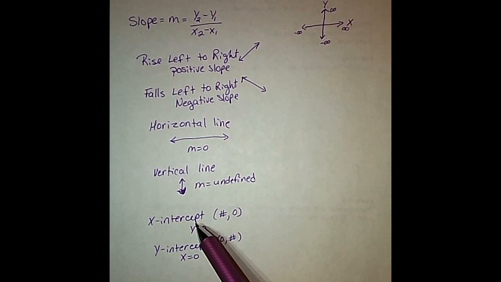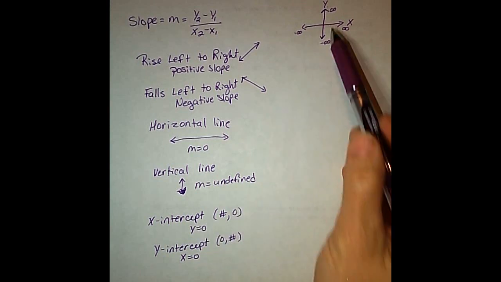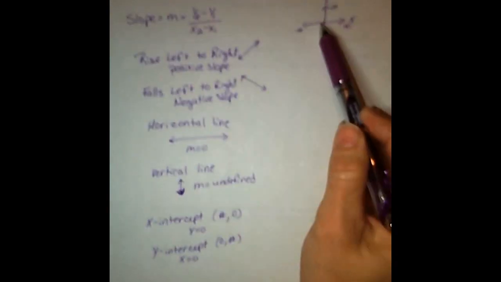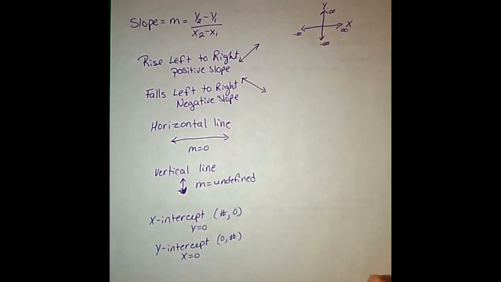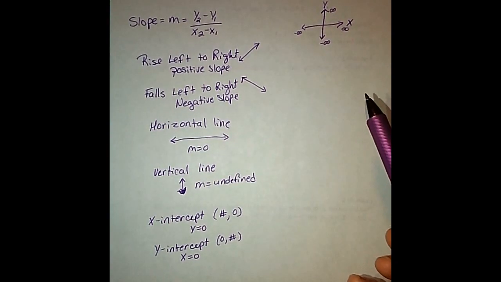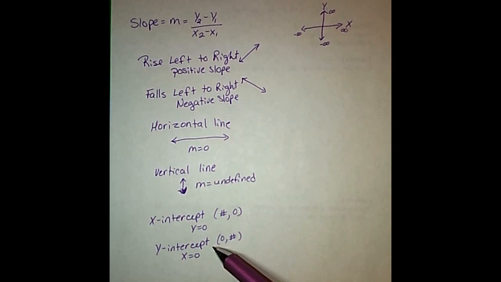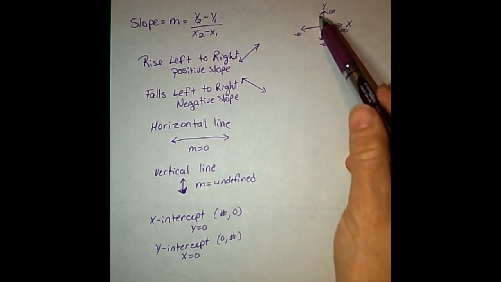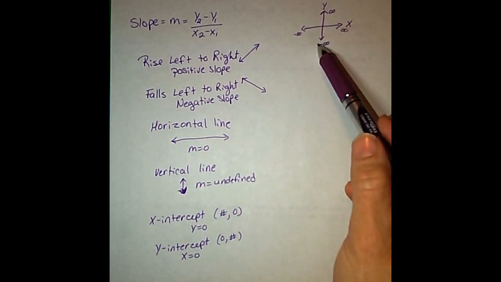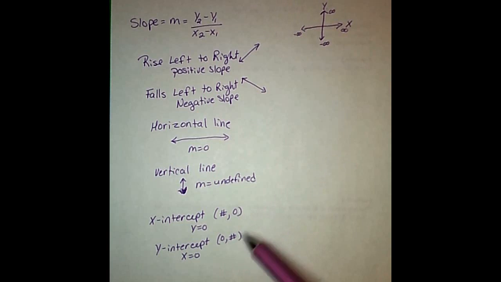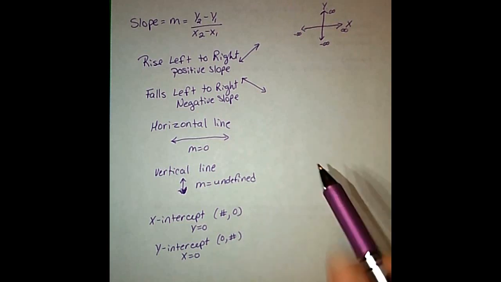When we start talking about the intercepts, we're talking about the x-intercepts. When we cross the x-axis, y is always 0. So whenever we look for our x-intercept, just plug in 0 for y, and you get some number for x. Whenever we're looking for the y-intercept, we're looking for where it crosses the y-axis. That means anywhere on the y-axis, x is always 0. So if you're looking for the y-intercept, plug in 0 for x.